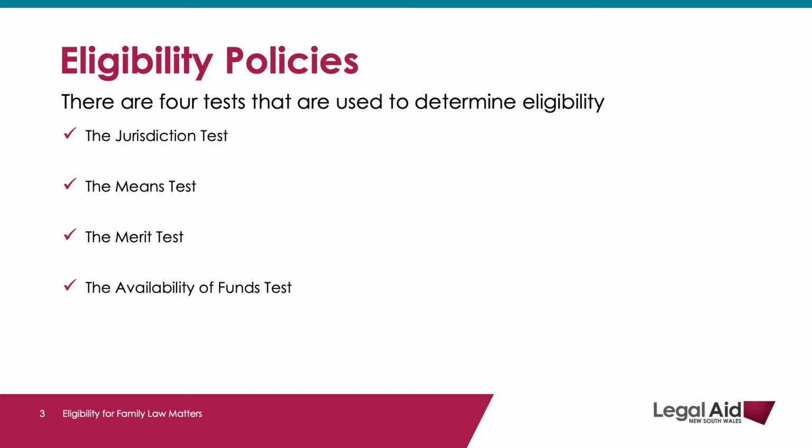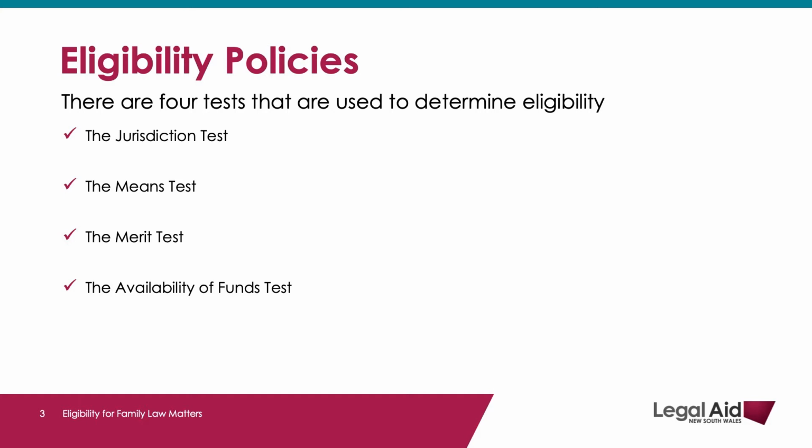The merit test. The merit test applied in family law matters depends on whether it is a Commonwealth or a state matter. Merit test A is applied in state matters, and it looks at whether it is reasonable in all the circumstances to grant aid, taking into account the nature and extent of any benefit that the applicant might expect to gain by receiving legal aid, or any disadvantage or harm to the applicant that might result from being refused legal aid, and whether there are reasonable prospects of success.